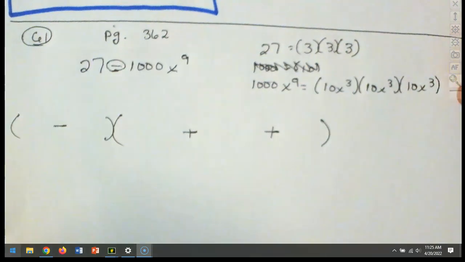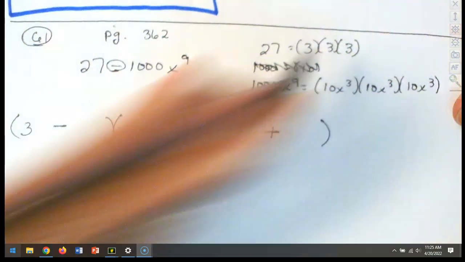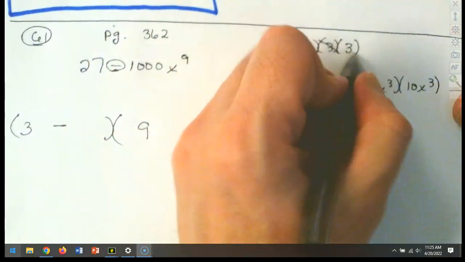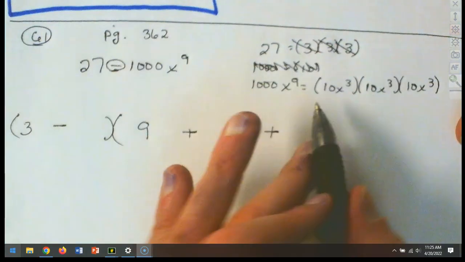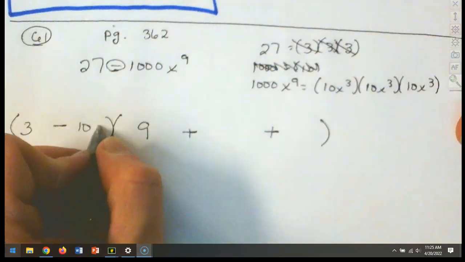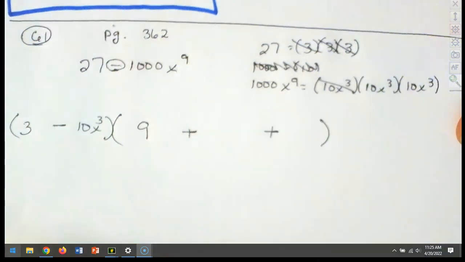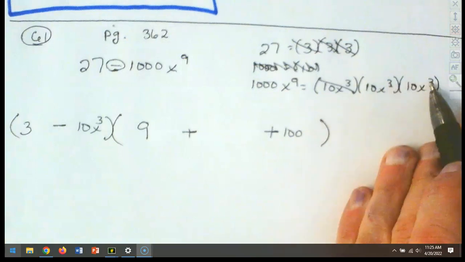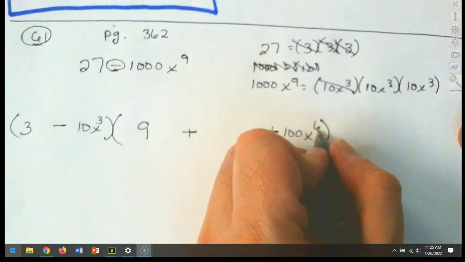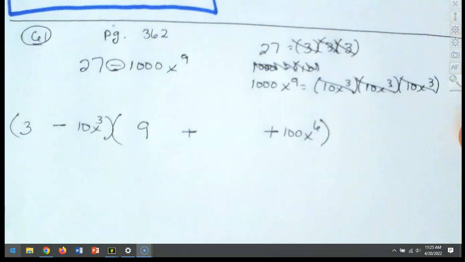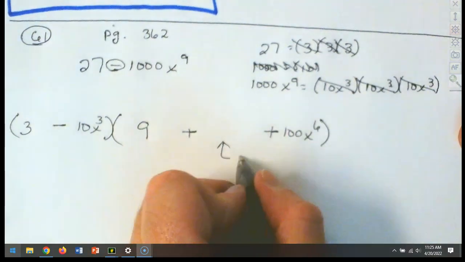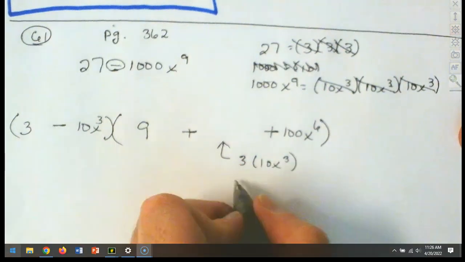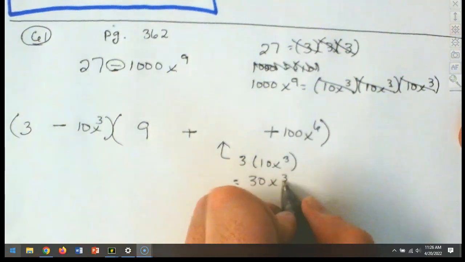So we know that 27 is 3's, so we've got 3. 3 times 3 is 9. And we've got the 10x cubed. 10 times 10 is 100, and the cube squared makes it then x to the 6th. And then what goes in the middle is those two multiplied together. And that gives you then 30x cubed in the middle.